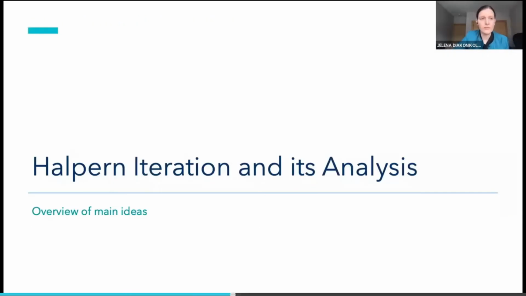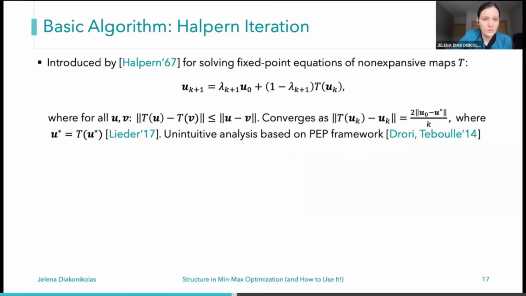Okay, so let me tell you a little bit about how these results were obtained. The main idea here is to actually use a method for solving fixed point equations with non-expansive maps. And the method I looked at is known as Halpern iteration. It's a very old method from 1967. What you do in this method is you take a convex combination of the initial point and the map of the previous point. These lambdas are step sizes. They're typically of the order 1 over k.